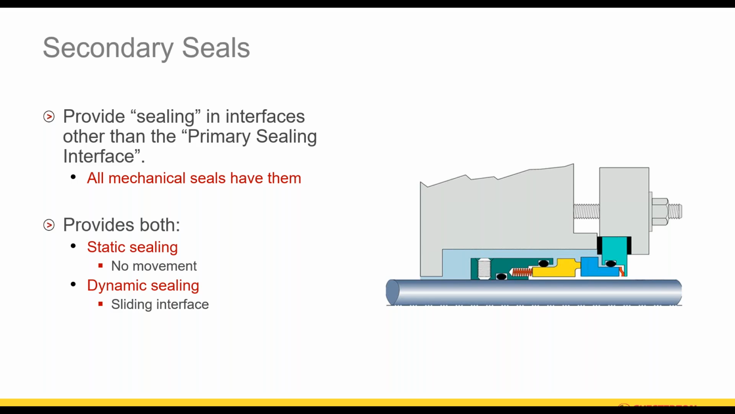Some are static, they're not moving at all relative to any other surface. For example, the shaft O-ring on a mechanical seal is a static seal. It's moving with the shaft rotation, but it's not moving in relationship to the shaft. On the other hand, this O-ring sitting here on the dynamic face that's spring-loaded will see movement back and forth as the faces are dynamically tracking. So that is a dynamic sealing interface. And then obviously the gland gaskets and such are static as well.